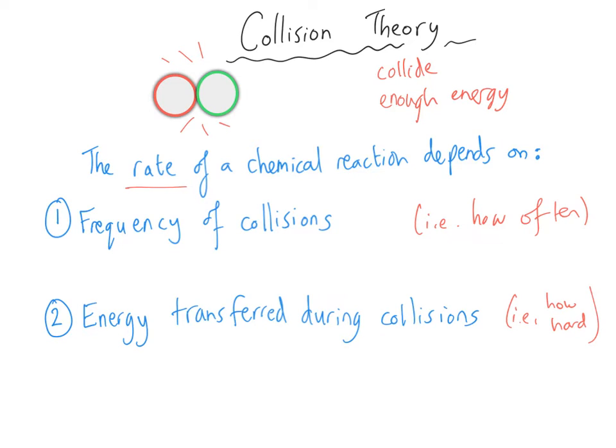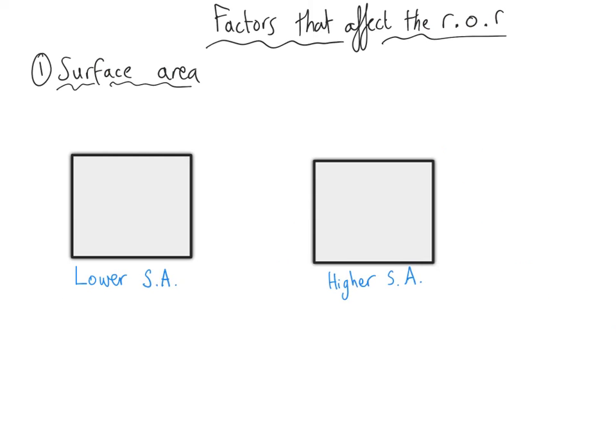Now, it's really important to keep in mind over the next few minutes that anything that affects these two things is going to change the rate of a chemical reaction. So the frequency of collisions and the energy transferred during those collisions, in other words, how hard these particles collide together. We're now going to take a look at the factors that affect the rate of a chemical reaction, and there are four that we're going to look at. The first of these is surface area, which is to do with reactions that involve pieces of solid. And surface area depends on the size of these solid pieces.